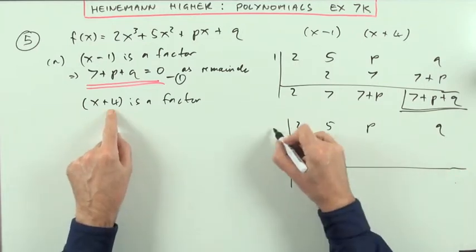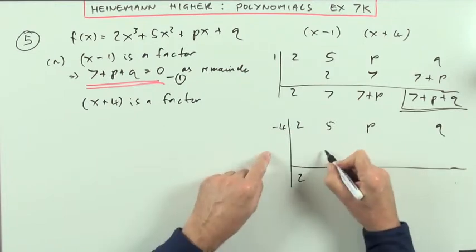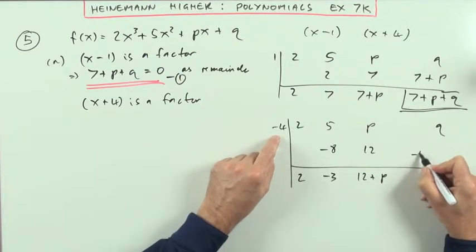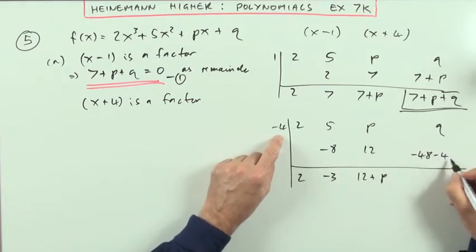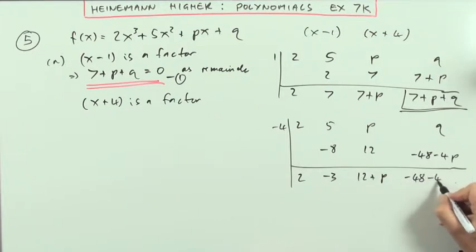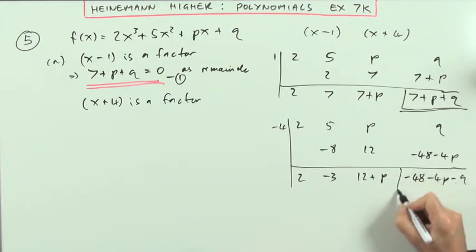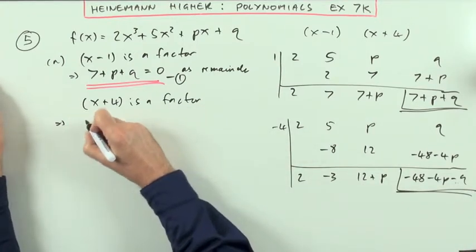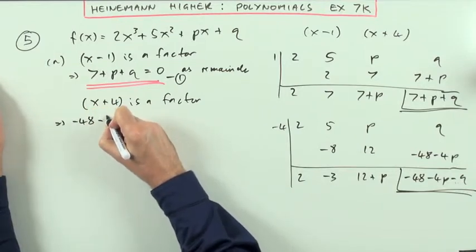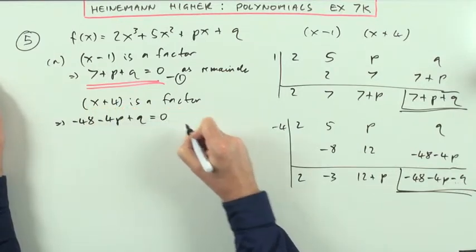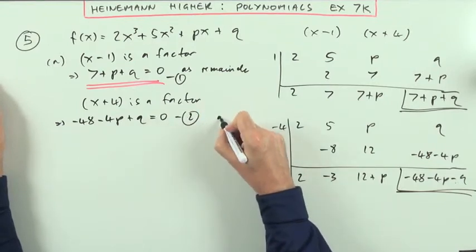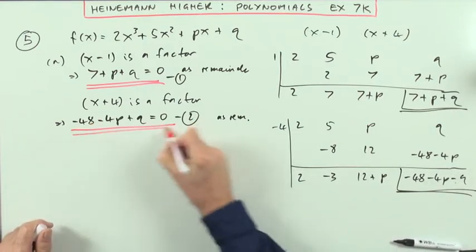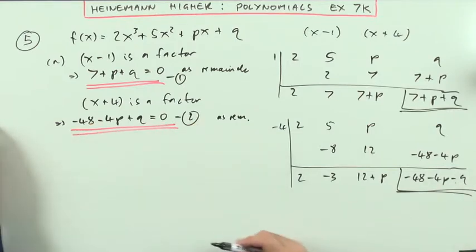And I know that negative 4 should work in it, so add it down, multiply it up, add it down, multiply it up, add it down, multiply it up, so that's negative 48 minus 4p, add it down, negative 48 minus 4p, and of course that should have been plus q at the end as remainder. But if that's a factor, that means that negative 48 minus 4p plus q should equal 0 as a remainder. Call that number 2. And there's a second equation. Now I've got two equations and two unknowns, so I should be able to solve it.